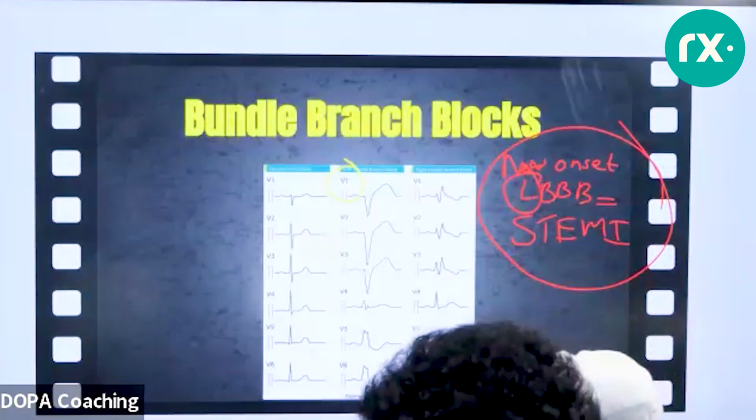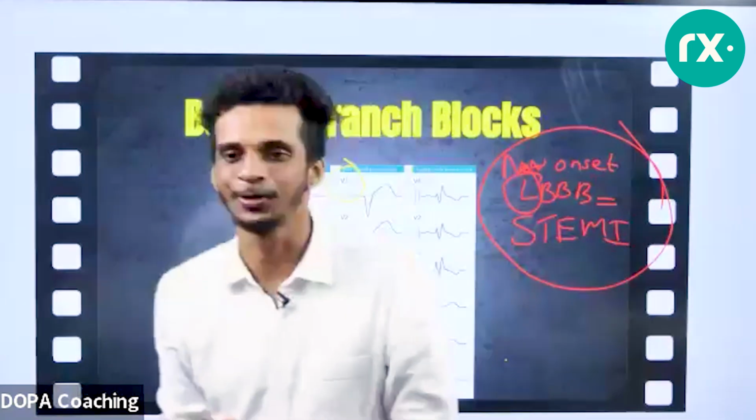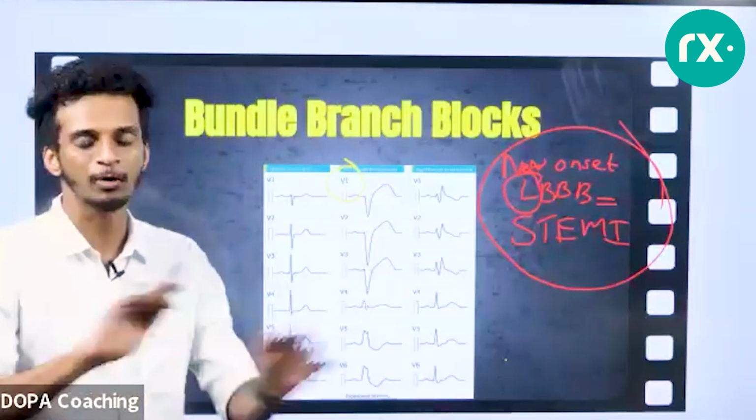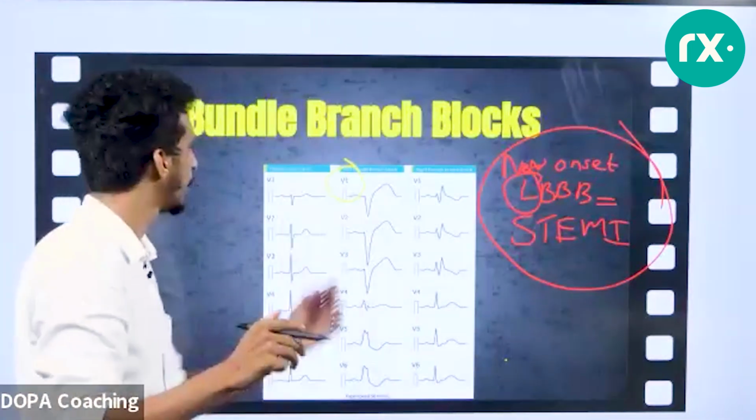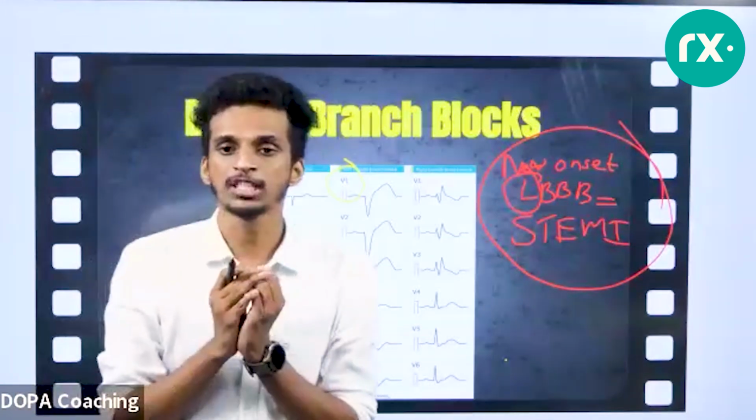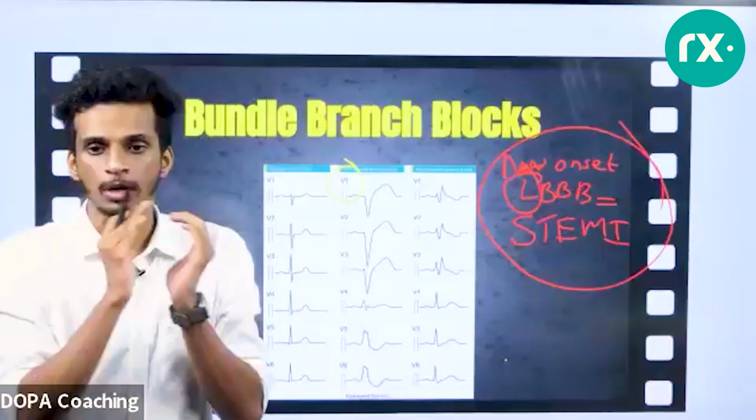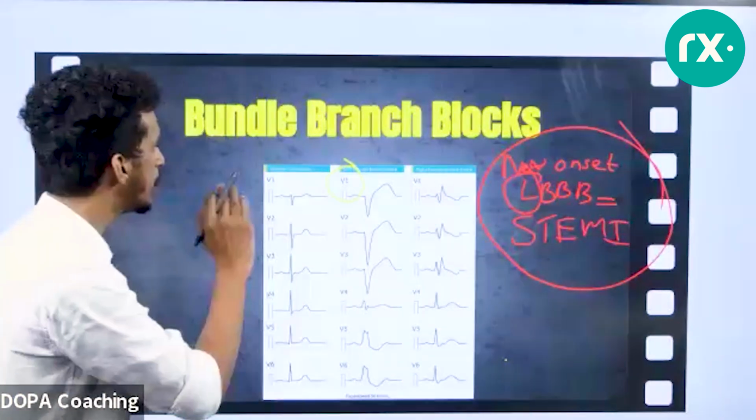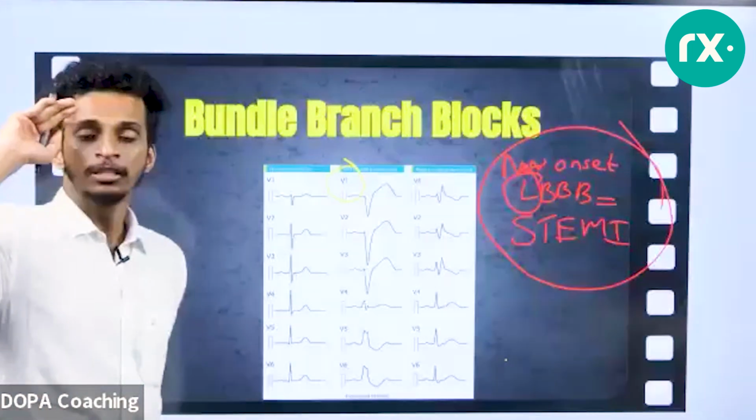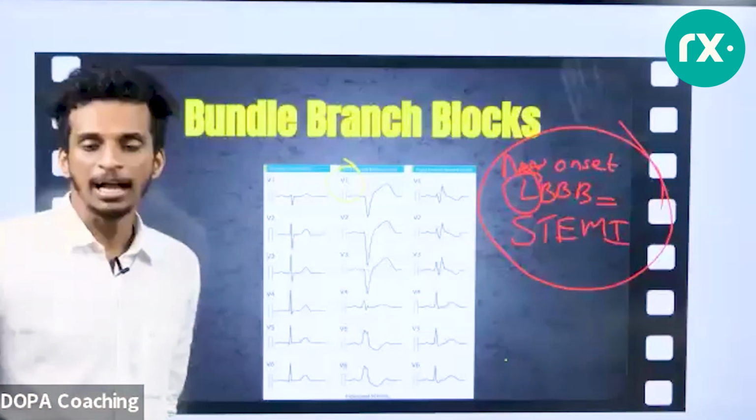Okay, is everybody still there? Yeah, everybody is still there, so we can continue. I'll just discuss bundle branch block and we are going to end up, because this is important. So whenever we suspect a bundle branch block, we are going to look at lead V1. In lead V1, there are certain changes in LBBB and certain changes in RBBB.